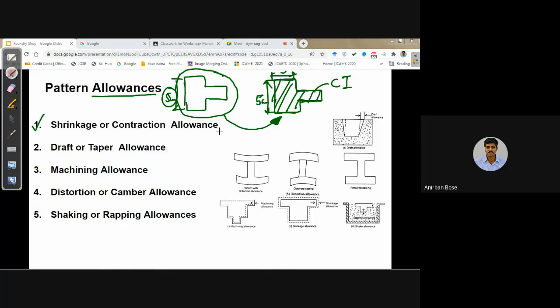What do you mean by the shrinkage allowance? See, you are pouring the liquid metal into the cavity, right? So the temperature of the liquid metal will gradually decrease. When the temperature decreases, definitely it will contract. Then it will convert from liquid into solid. When the liquid is converted into solid, definitely its volume will change. In most cases the volume decreases, but in some cases volume increases. So depending upon the material, you have to consider what kind of solidification, what kind of material you are taking. And the final stage of the shrinkage or the contraction is the solid. When it has been converted into solid at the melting point, then gradually it will come to room temperature.